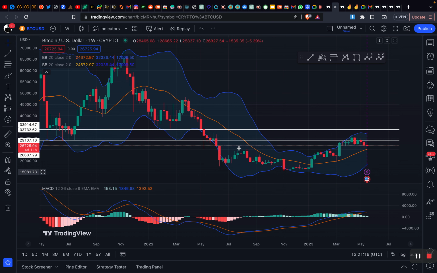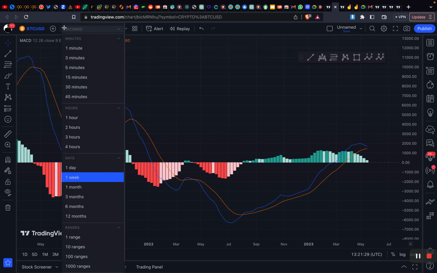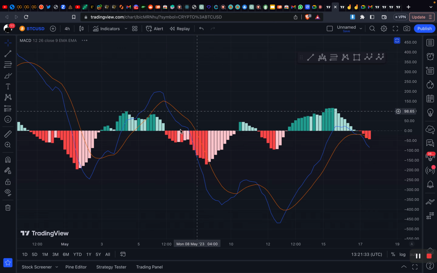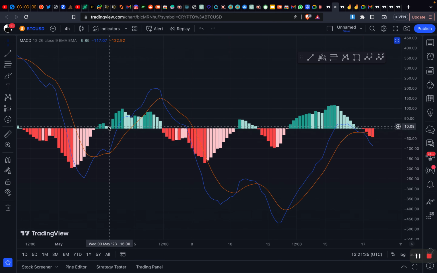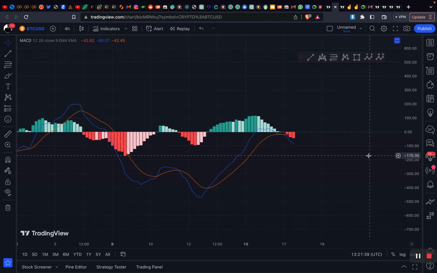So can you see the MACD now? Can you see the MACD? Yes, please, I can. Okay.